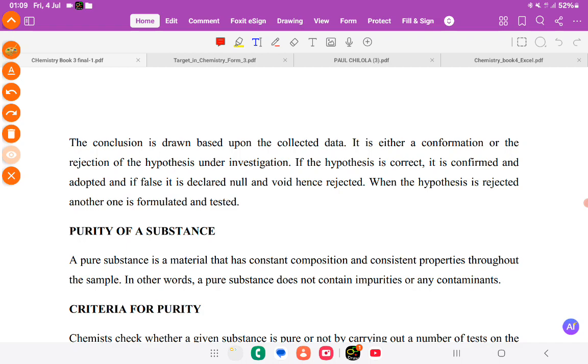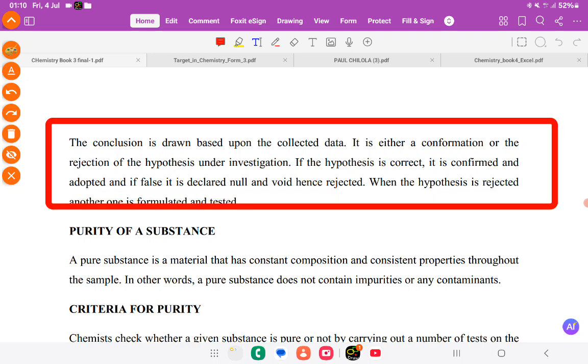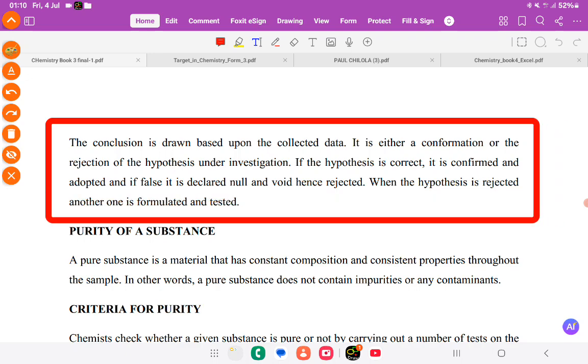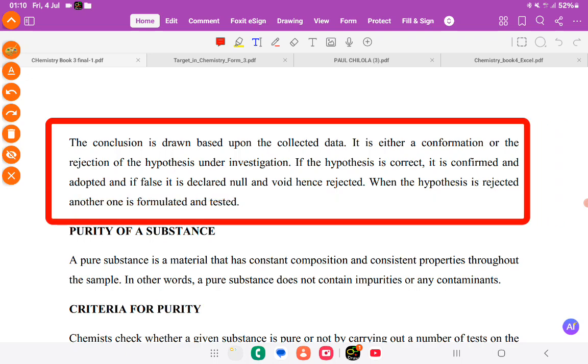You don't give up. If the results don't support your hypothesis, it doesn't mean that you should throw away the experiment. No, you need to restructure the hypothesis and test again. All right, this is what I wanted to share with you in this lesson.